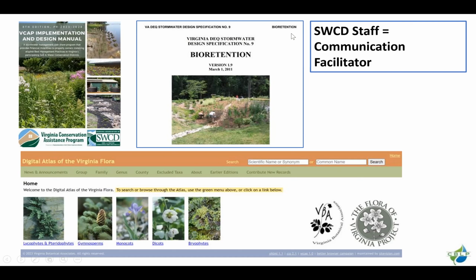These are really designed for professional designers for development sites or redevelopment sites. But they do have a lot of information. The nice thing about the VCAP manual, it kind of boils it down to the essential things for these relatively small scale projects that VCAP deals with. And then obviously the Digital Atlas, the Flora of Virginia, great resource among other native plant resources.